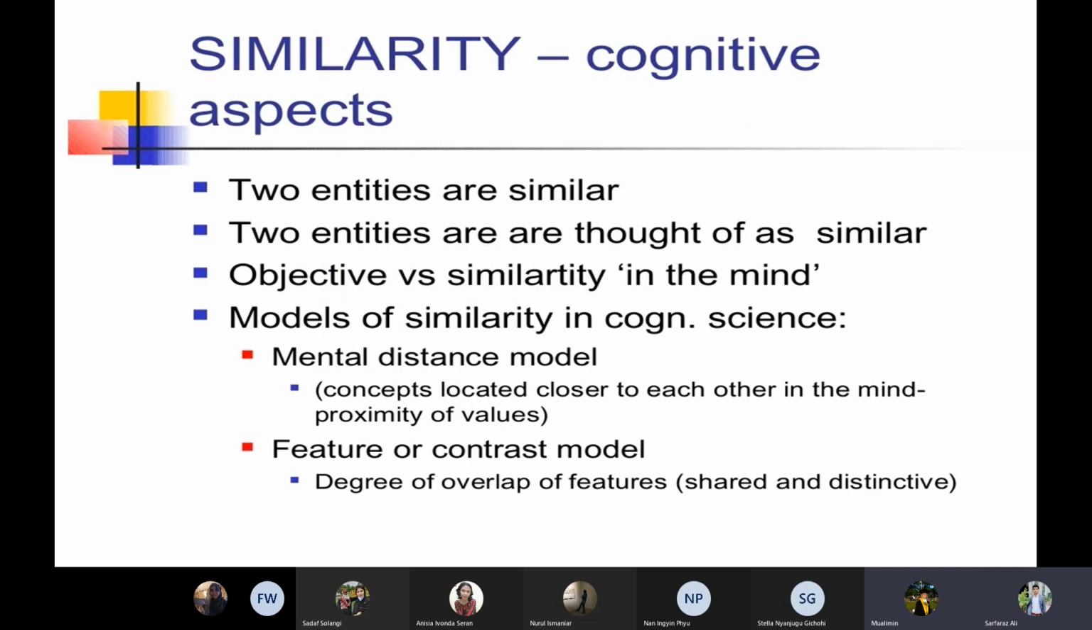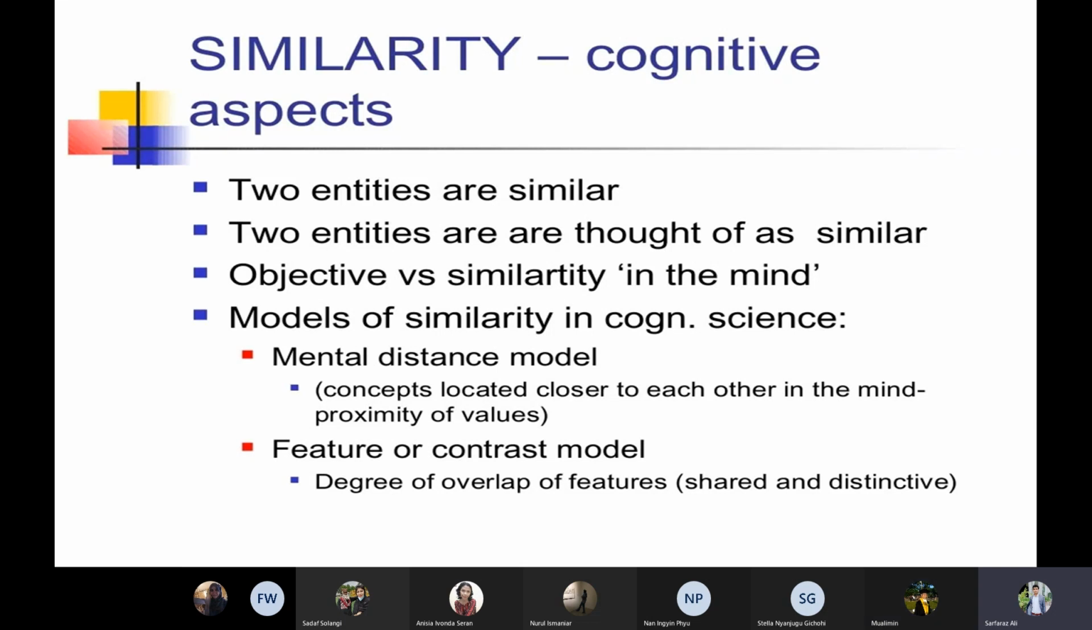Secondly, similarity in cognitive aspects does define that there must be two entities which are similar, or in other words, two entities whose thought is similar. Maybe two objects, or maybe two genres of literature, or maybe similarity both in objective similarity and in the mind when we compare two things.